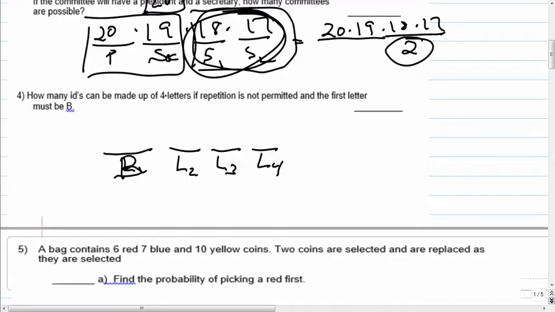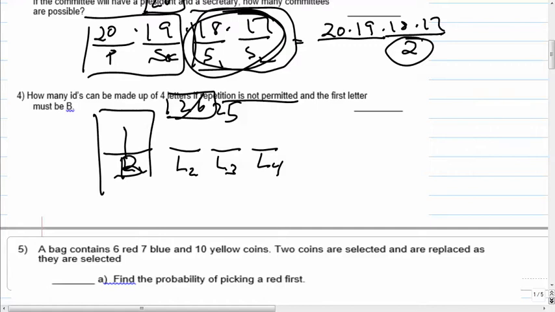Where are they coming from? 26 letters. Start counting. In my first choice, how many ways can I pick a B? 1. There's only 1 letter B. Can I put it back? All the 4 letters have to be different. Repetition is not permitted. Since I can't put it back, there are only 25 letters now.